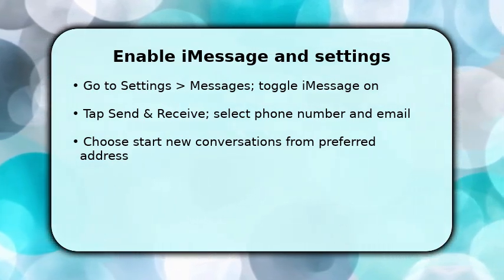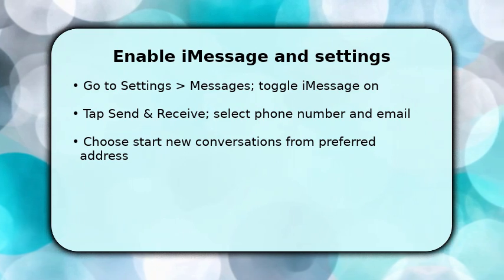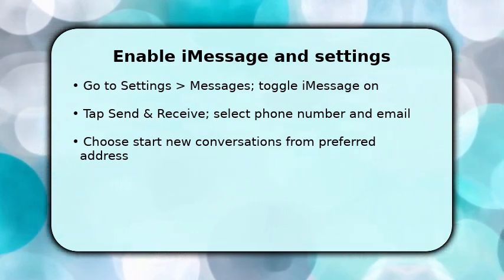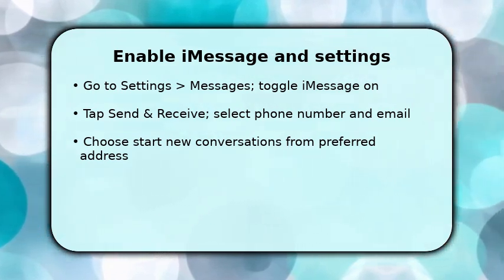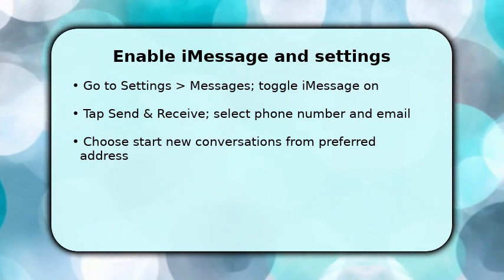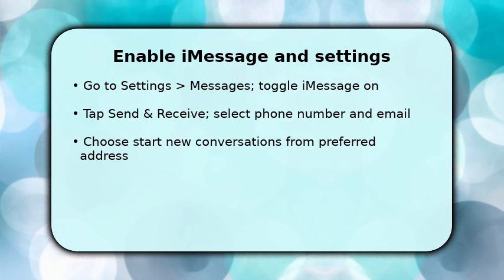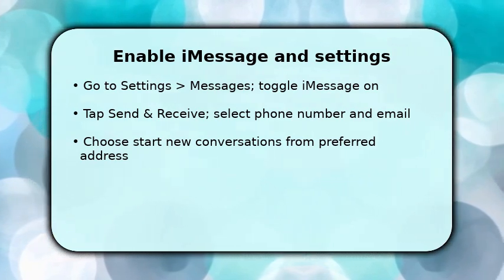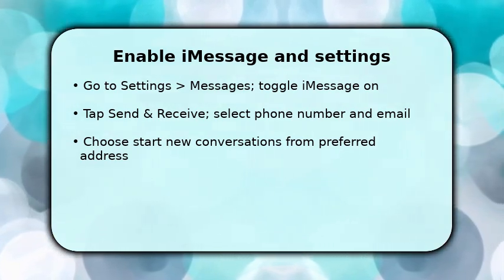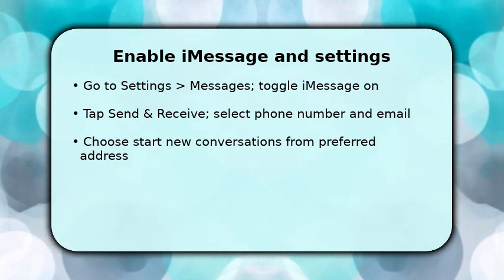Next, tap Send and receive and sign in with your Apple ID if needed. Select the phone numbers and emails you want people to reach you at. Make sure the Start New Conversations from option uses your preferred contact. These settings control where messages are sent and how your identity appears to recipients, avoiding mismatched addresses.